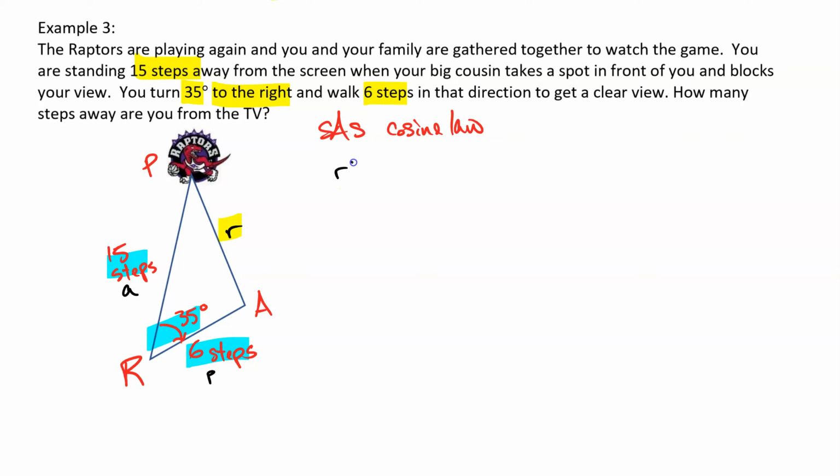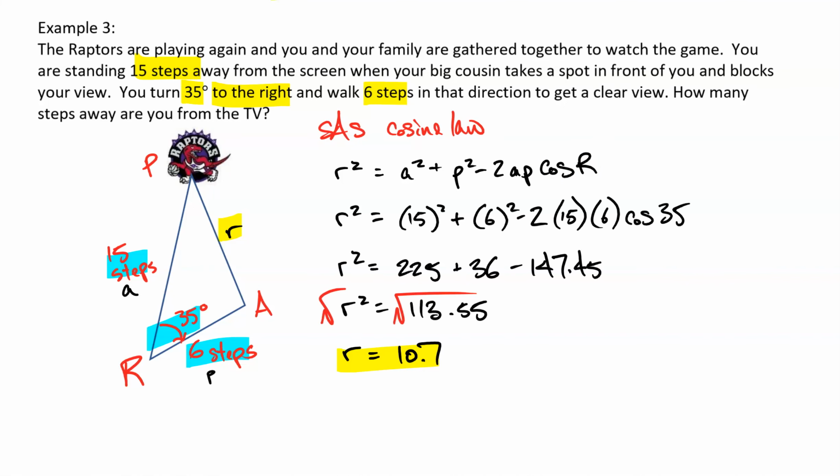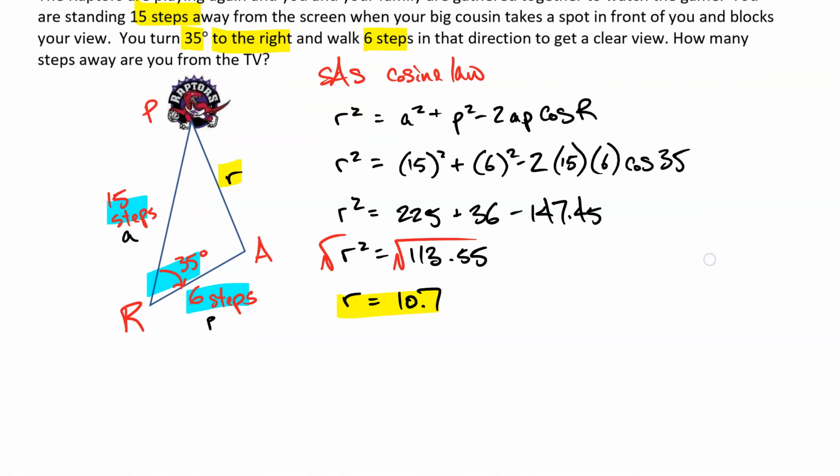So r squared is equal to a squared plus p squared, subtract 2ap cos r. I'm going to pause it so I can sub and solve. All right, and bam, you are 10.7 steps away. Therefore, you are now 10.7 steps away.